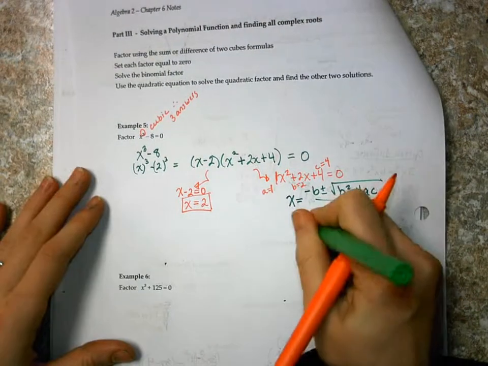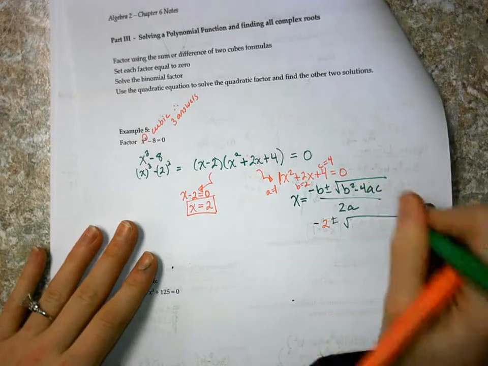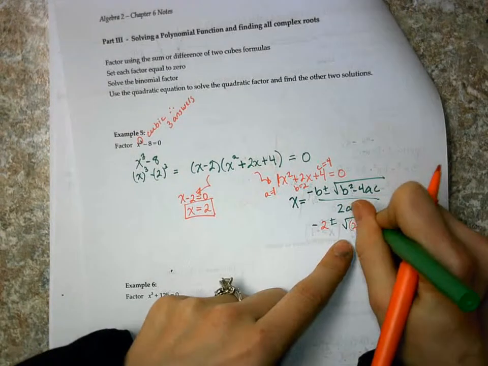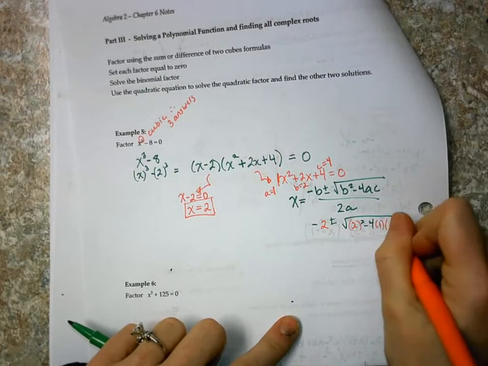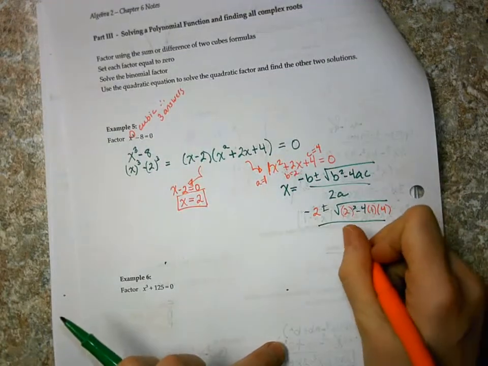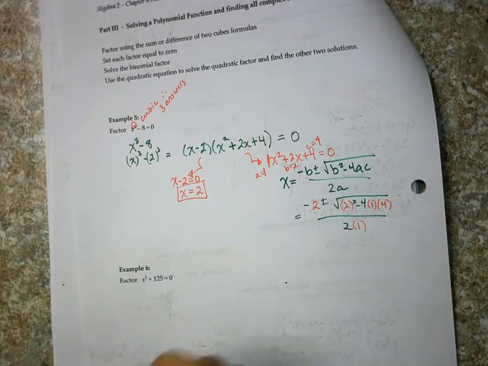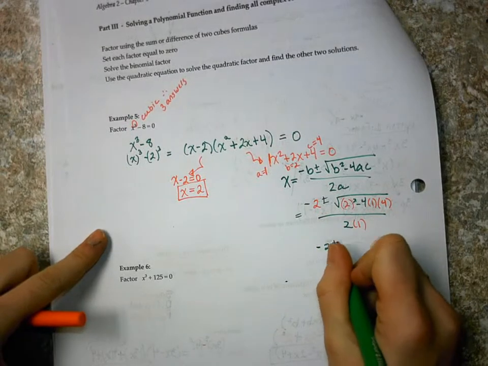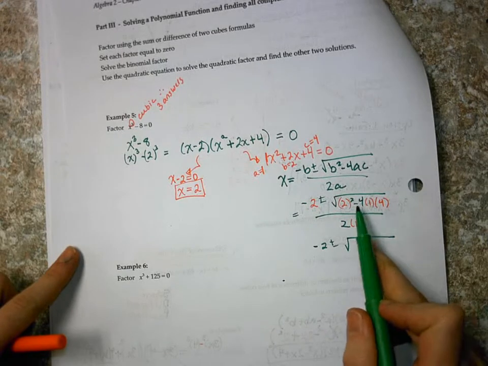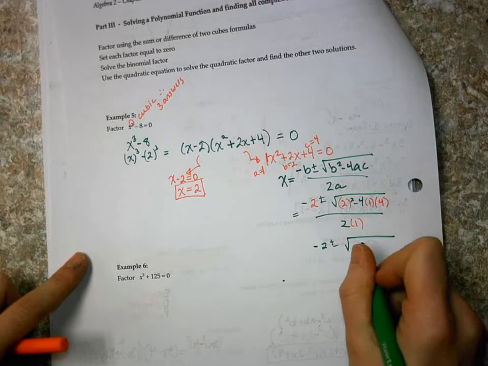So we plug these in, and we have the opposite of 2 plus or minus square root of 2 squared minus 4 times a, which is 1, times c, which is 4, all over 2 times our a value, which is 1. Okay, now it's a matter of simplifying. So we simplify this out, and we get negative 2 plus or minus square root. Look at the number under the radical. 2 squared is 4. Negative 4 times 4 is negative 16. So what's 4 minus 16? Negative 12.